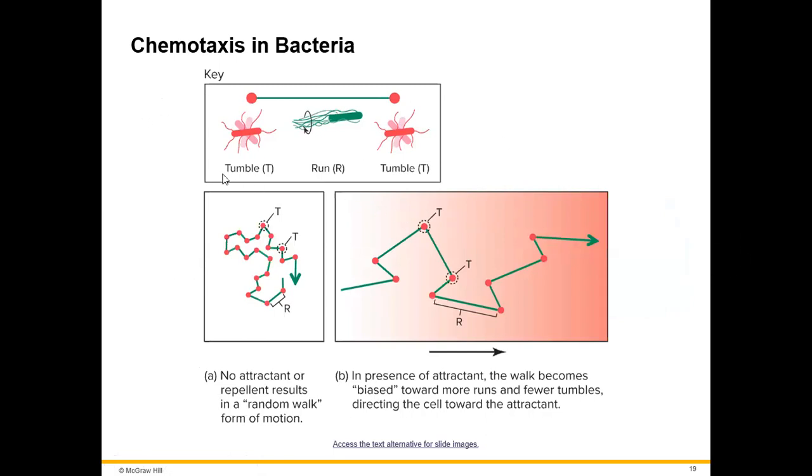And so this just shows you the sort of random zigzag movement the bacteria can make when it's going back and forth between a tumble and a run. And it's due to being either attracted to a chemical or moving away from a chemical. If it's moving towards something, it's positive chemotaxis, and away, it's negative chemotaxis.